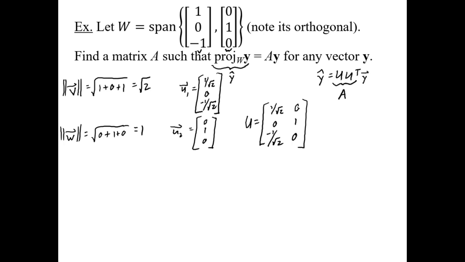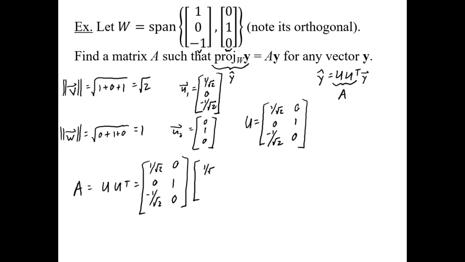And so the matrix A that I'm looking for is, again, U times U transpose. So U is that matrix, 1 over root 2, 0, negative 1 over root 2, 0, 1, 0, times U transpose. Now remember, that means that the first row of U becomes the first column of U transpose. The second row becomes the second column. The third row becomes the third column. Please notice we have a 3 by 2 matrix multiplying a 2 by 3 matrix. So my result here is going to be 3 by 3.